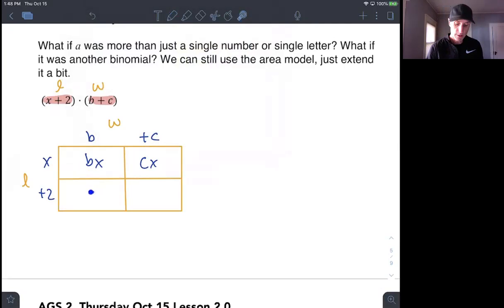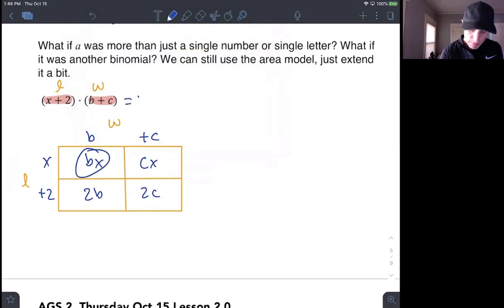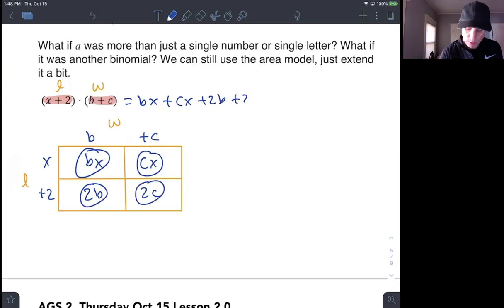All right, this one right here is going to be 2 times b, and this one over here is going to be 2 times c. So we've got 2b and 2c. Okay, so if I were to write out my answers, I actually have 4 parts of this. I have this, which is going to be bx. I have this one, which is plus cx. This one, which is plus 2b. And the last one, plus 2c.